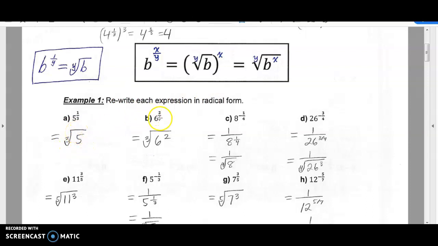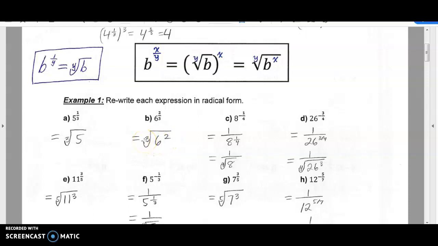Looking at b, we have 6 to the power of 2 over 3. Just like I said with our rule, the 2 stays as the exponent, and the 3, which is the denominator, becomes the root. So 6 to the power of 2 over 3 is the same thing as the third root of 6 squared. It doesn't matter what order you do the operation in. If you're asked to evaluate this, you could do the third root of 6 and then square it, or you could do 6 squared and then take the third root of that.